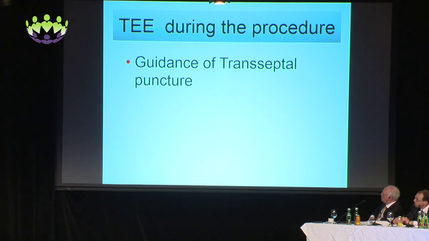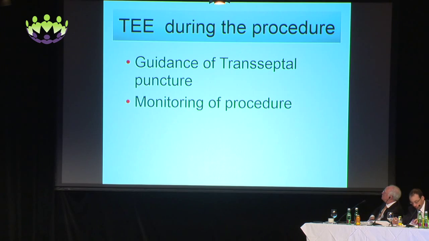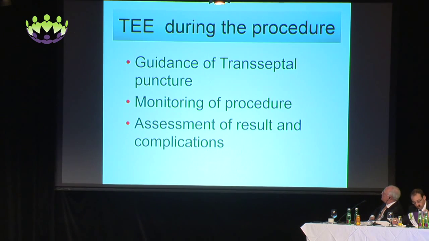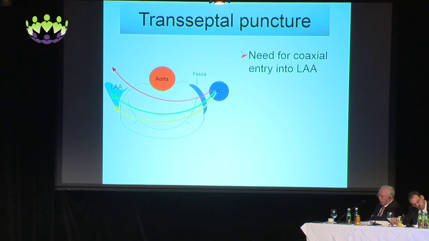So during the procedure, what do we have to do? We have to guide the transseptal puncture, we monitor the procedural steps, and finally, when the device is in place, we assess the result, and we have to look for any kind of complications. So transseptal puncture. What we want to have is a nice coaxial entry into the left atrial appendage. I think it's worth thinking about our transseptal puncture.